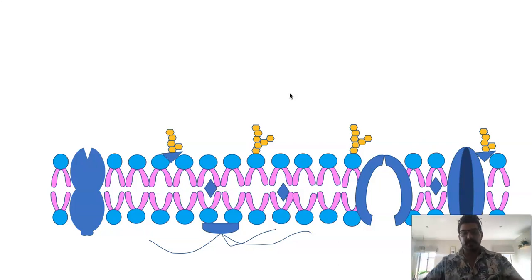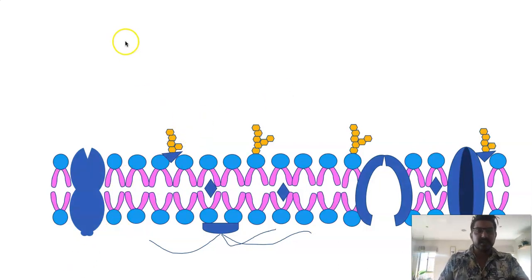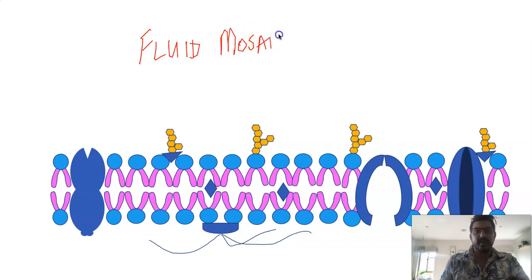And this is one of the most important theories for cellular biology, and that is that our cell membranes actually exist as a model, and we call it the fluid mosaic model.